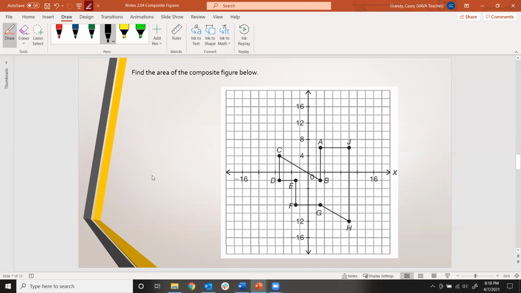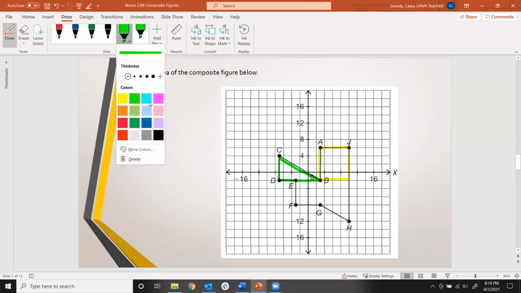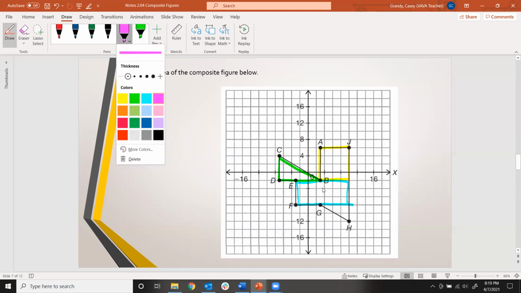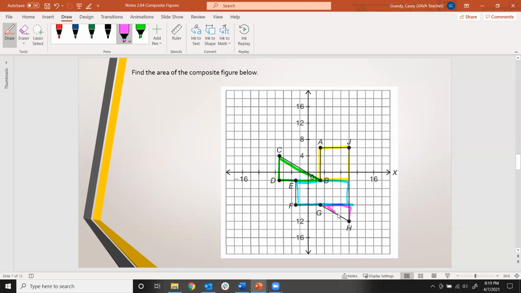Now, what happens if the composite figure is on a graph? We're going to follow the same process. Break it up into shapes. So I see a triangle. I see a quadrilateral rectangle here. I see another rectangle here. And I see a triangle. And if you saw different shapes or you broke it up differently, that is okay. We're going to get the same answer.